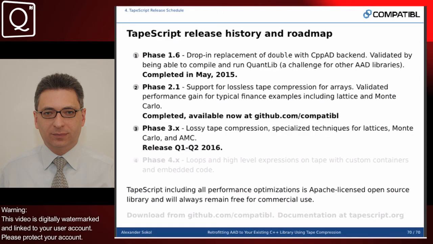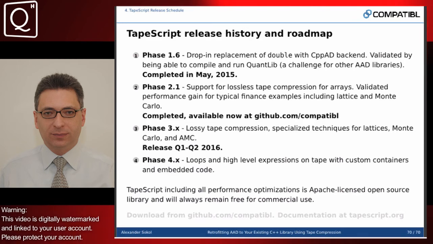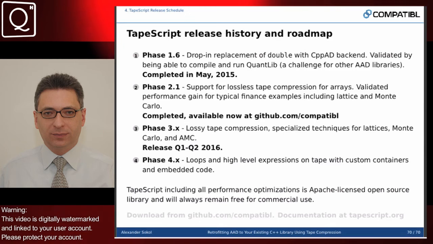Okay, phase 3, planned for the first 2 quarters of next year, probably more realistically the second quarter, is lossy tape compression and specialized techniques for lattices, Monte Carlo, and MC. And finally, phase 4 is loops and high-level expressions on tape with custom containers and embedded code. So the first 2 releases are completed, and the next ones we're announcing.